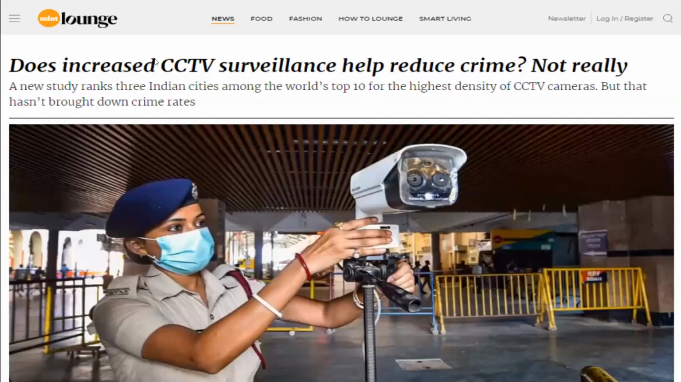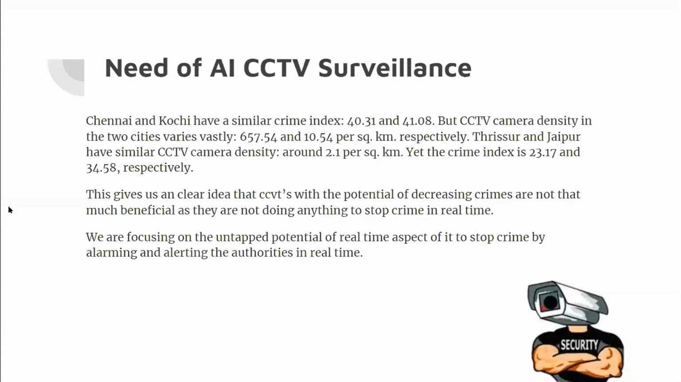Many times the question is raised whether CCTV is helping in reducing crime. The answer is a mix. A Navbharat Times report mentioned that CCTV reduced vehicle theft by 59%, but not other crimes. As we can see in this article, the crime rate of Cochin and Chennai is almost similar, though the density of CCTV installation is very different. This is because of the lack of active systems that provide active alarming and active protection.